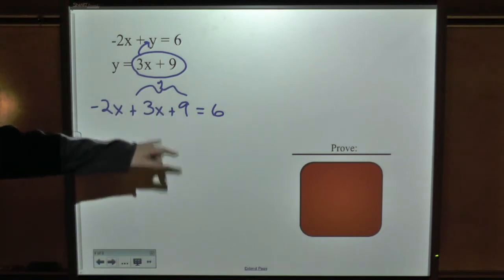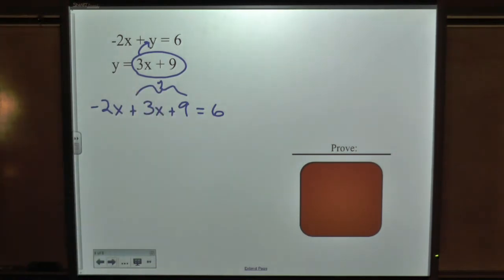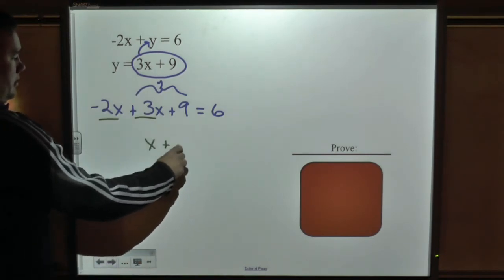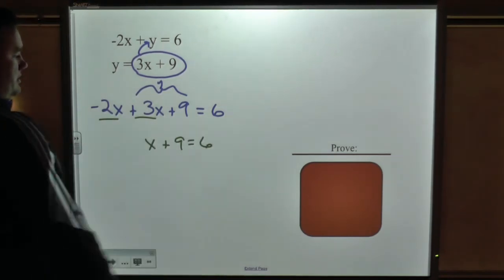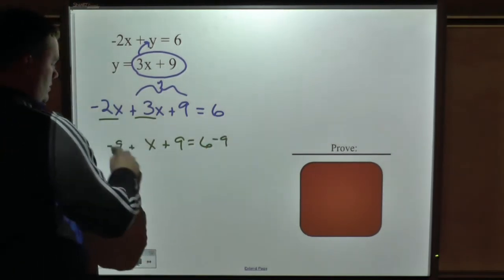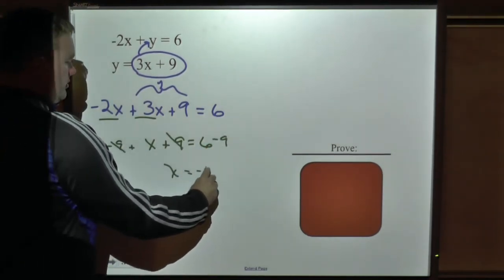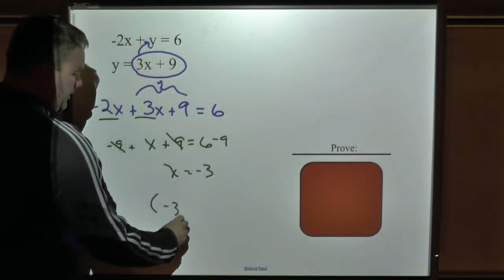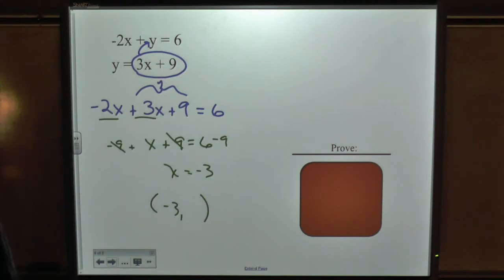So at this point now, you can solve this. Negative 2x plus 3x gives you 1x. Plus 9 is equal to 6. Add negative 9 to both sides. That's 0, so you get x is equal to negative 3. So what you have now is an x-coordinate of negative 3.